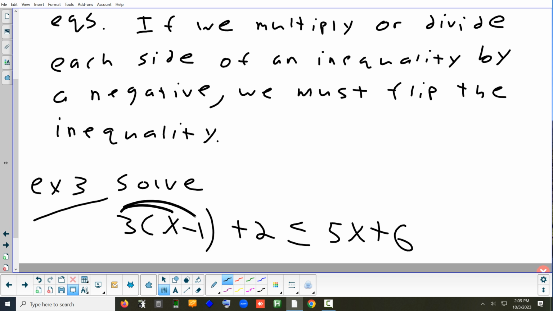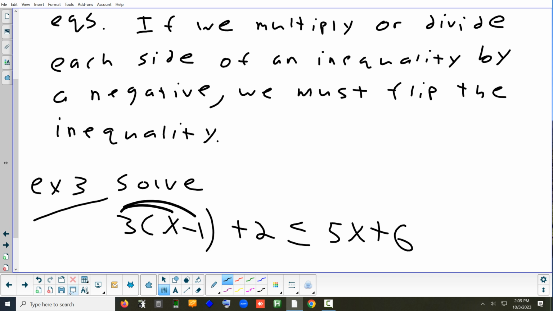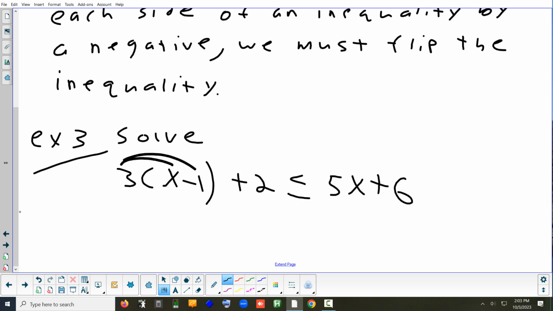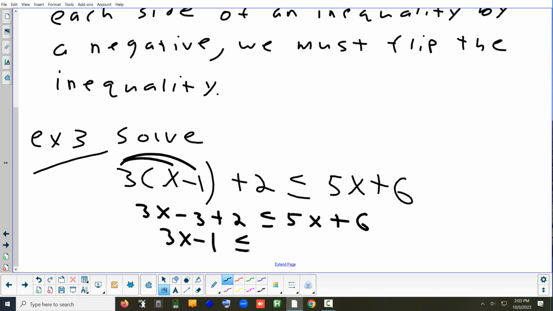And Alex, if I distribute that 3 out, what's that going to give me on the left side? 3x minus 3 plus 2. Yep. So 3x minus 3 plus 2. And nothing happens on the right. Alex, what can I still do? Still got a little bit more on the left side. Combining terms. Yeah, we got to combine these like terms. And what do you get if you combine your like terms? Negative 1. Yep, so 3x minus 1 is less than or equal to 5x plus 6.